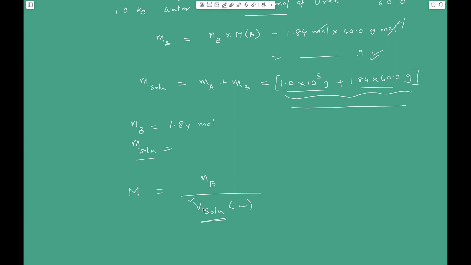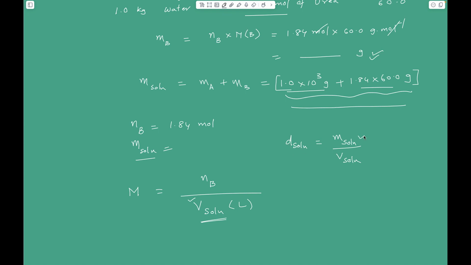Then how do we answer this question? How do you figure out the volume of the solution from the mass of the solution? For that, you need to know the density of the solution, right? Density of a substance is the ratio between the mass and its volume, right? So this is the expression for the density of the solution.